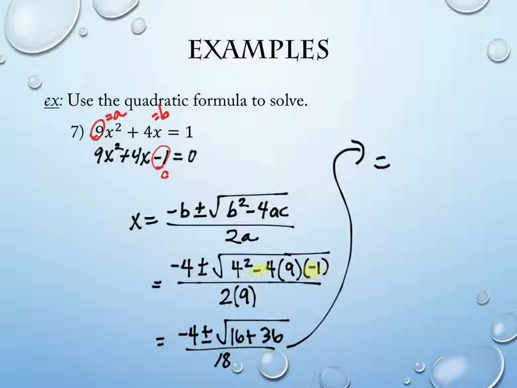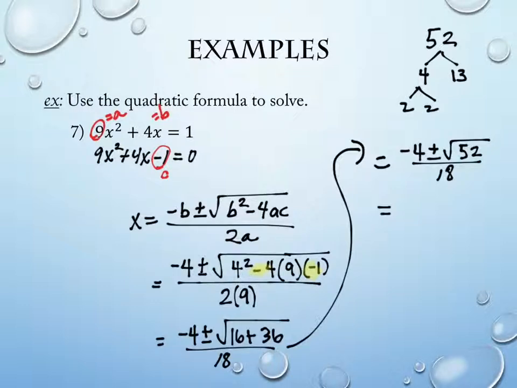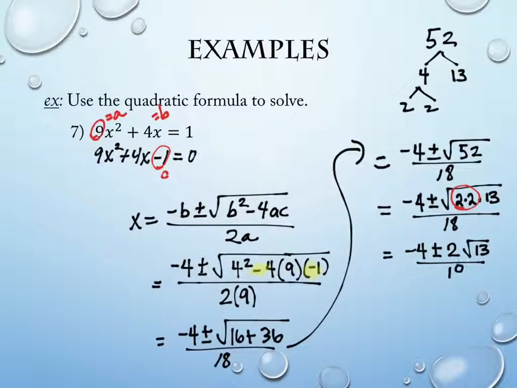All right, what's 16 plus 36? 50? 52? What'd you guys say? 52. Yeah, that's what I have. Good. Divided by 18. 52 can be broken down. Well, it's 4 times 13. And then 4 is 2 times 2. And there is a pair. So that pair of 2's will come out as a single 2. Still have a square root of 13, and it's over 18.